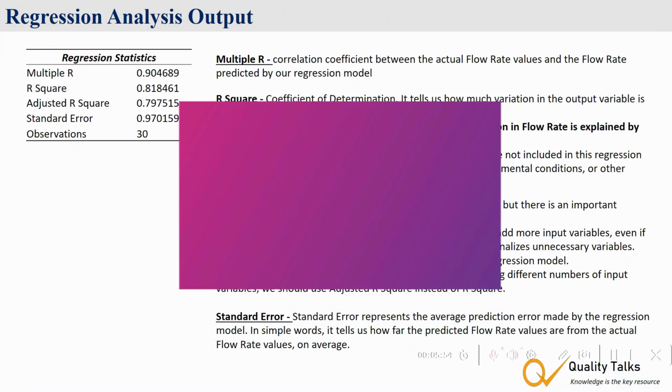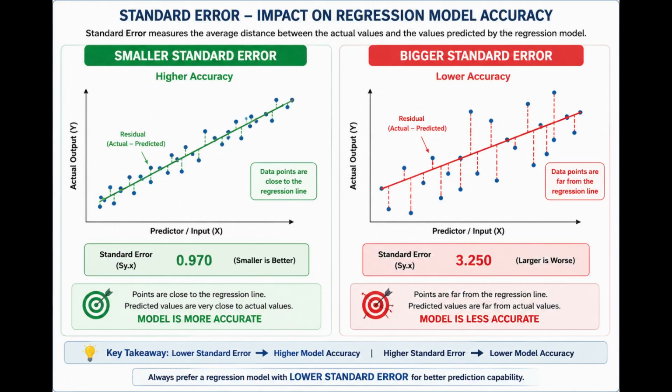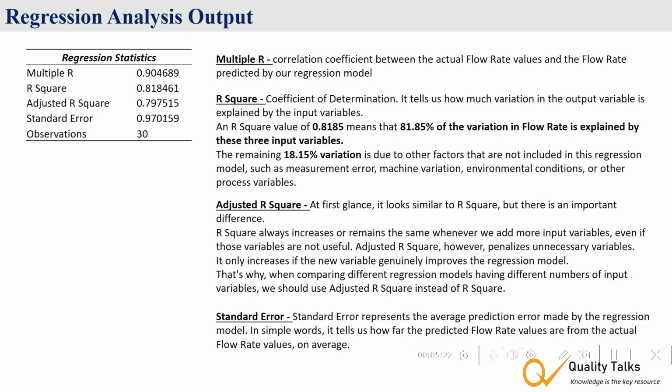A smaller standard error means predicted values are very close to the actual values, indicating that our regression model is more accurate. On the other hand, a large standard error means the predicted values are farther from actual values, indicating lower prediction accuracy. One thing to be remembered is that standard error has the same unit of measurement as the response variable. In our example, standard error is 0.970.